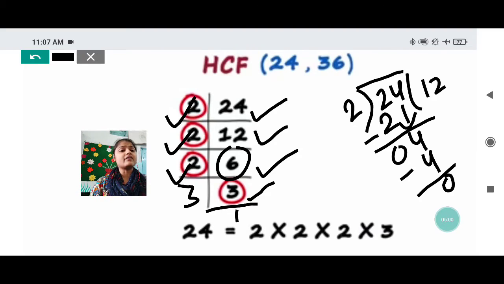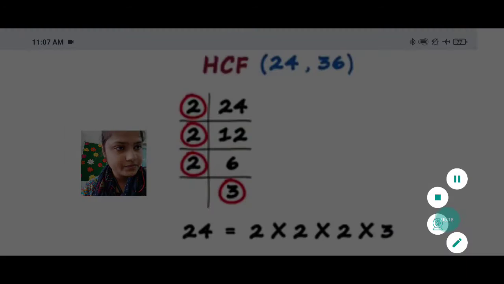Quotient we are having? We are having 1 as a quotient. Now we have to write the highest common factor of the given number. So 2, 2, 2 and 3, they are the factors of 24. They all are the factors which we have got of 24. Now the highest common factor, my dear.